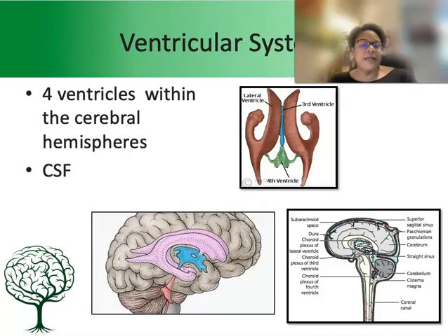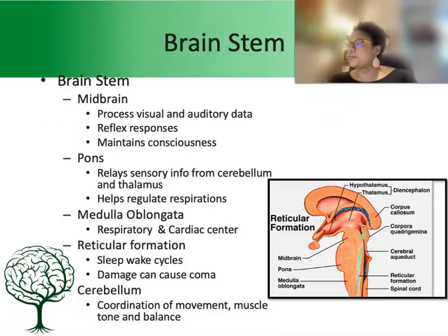All right, so let me see if there's anything on my notes. Nope. Let's move on to the next slide. And then we're going to talk about our brainstem. So the brainstem includes your midbrain, your pons, your medulla, your reticular formation, and your cerebellum.